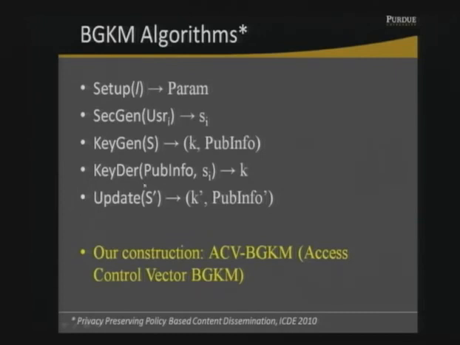And the key derivation algorithm, where these users, Tim, Bob, and Alice, input their secret, use the public information, and get the key. Whenever the set of secrets changes, which could be due to policy changes, new users added to the system, or existing users being revoked, new public information and a new key are generated. We published this initial work in ICDE 2010, about 1.5 years ago.